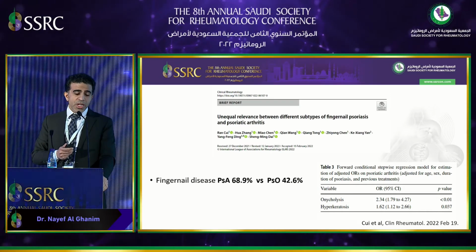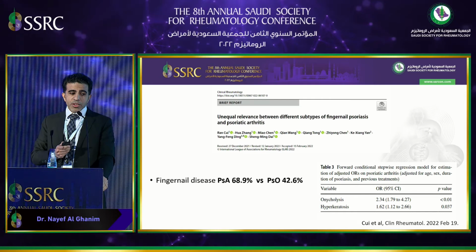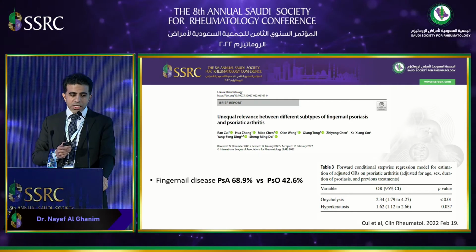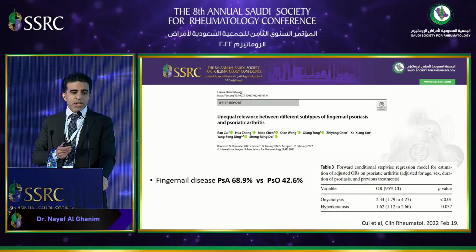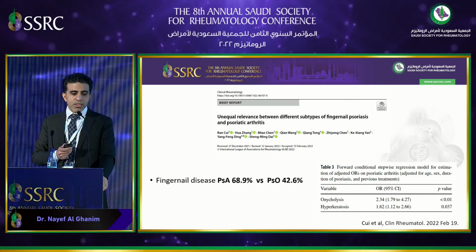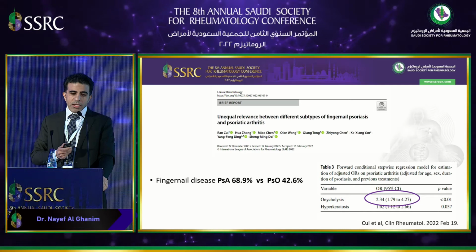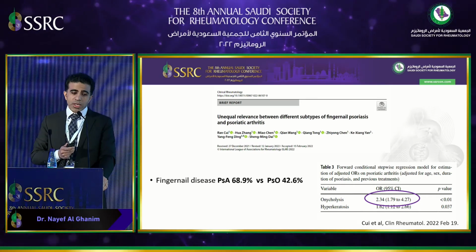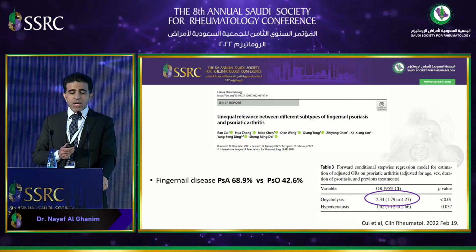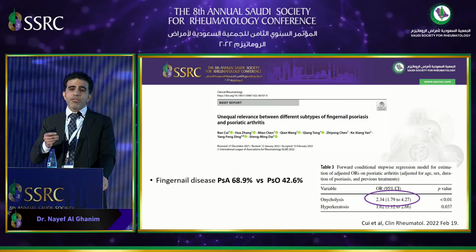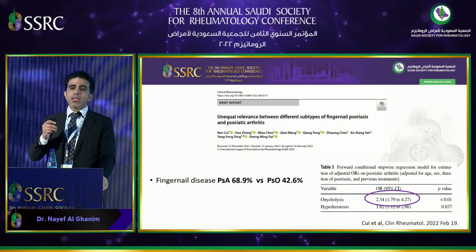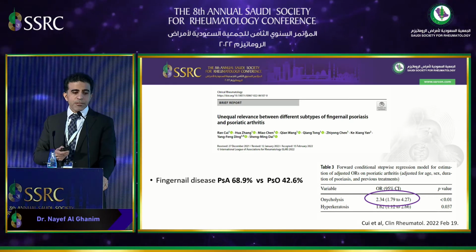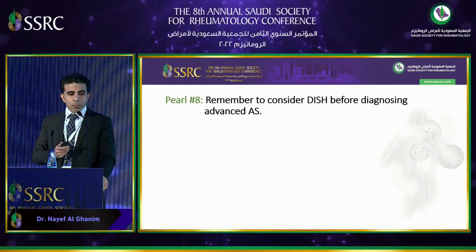This is a study published last month which showed that fingernail disease was more common in PsA, about 69%, versus 42% in patients with psoriasis. And onycholysis has an odds ratio of 2.34 of developing psoriatic arthritis. And hyperkeratosis also has a high odds ratio. So any fingernail disease can be associated with high risk of PsA, and it's not only nail pitting.